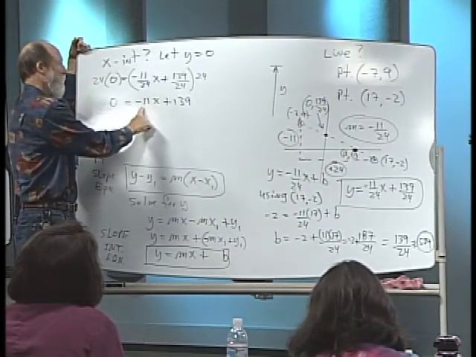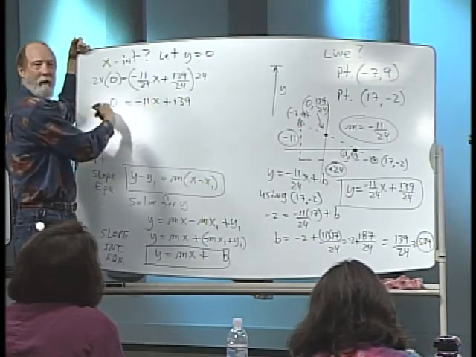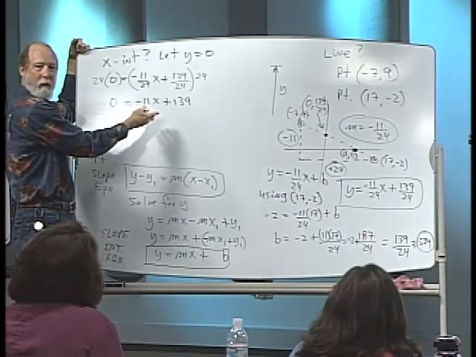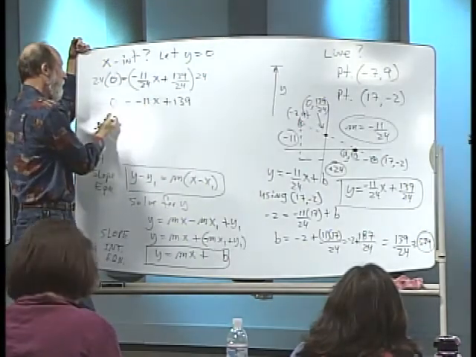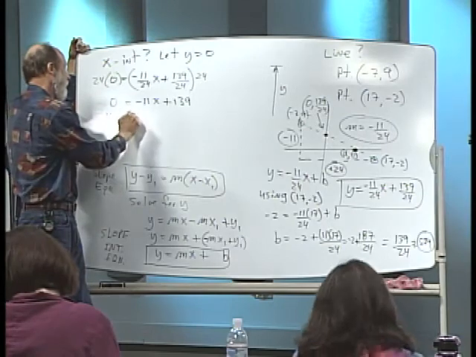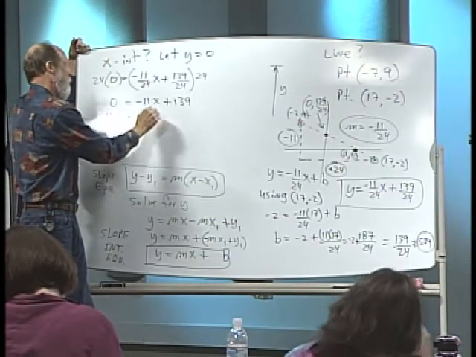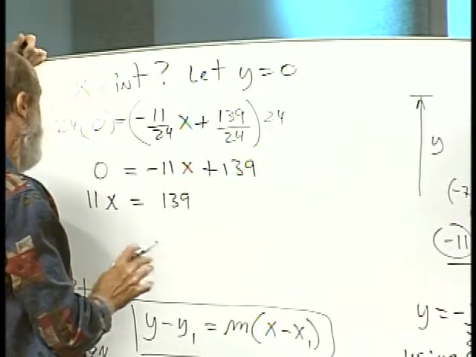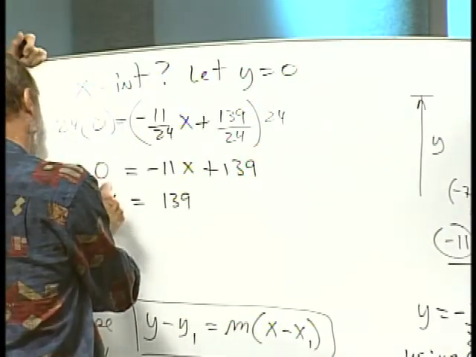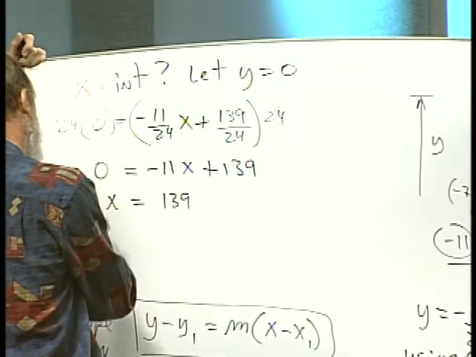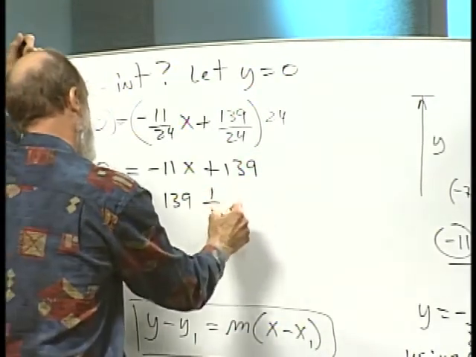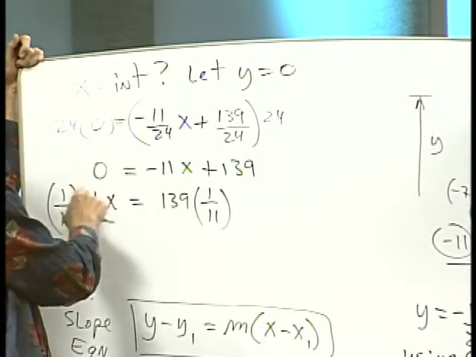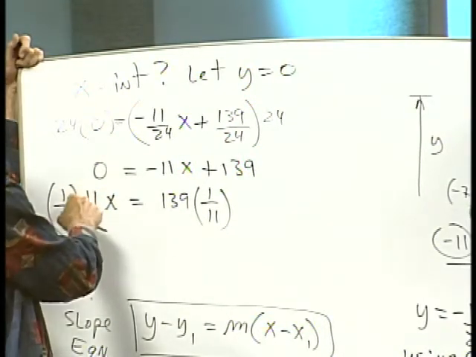And notice that this term is negative. Why not kick it to the other side to make it positive by adding 11x to both sides? If you add 11x to both sides, we get a positive 11x over here equals this remaining value, 139 over here. At this point, if we multiply both sides by the reciprocal of 11, which is 1/11, doesn't that turn this left side into just x by using the reciprocal of the coefficient?